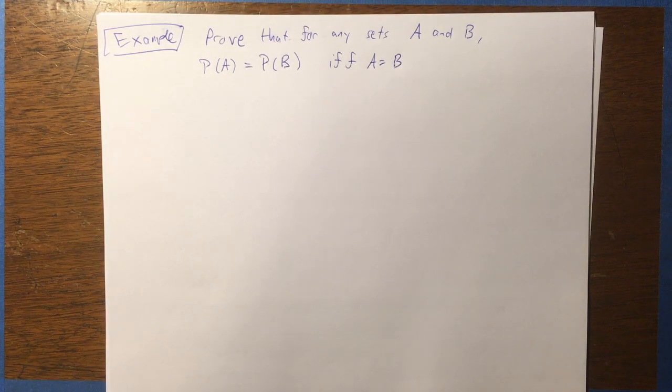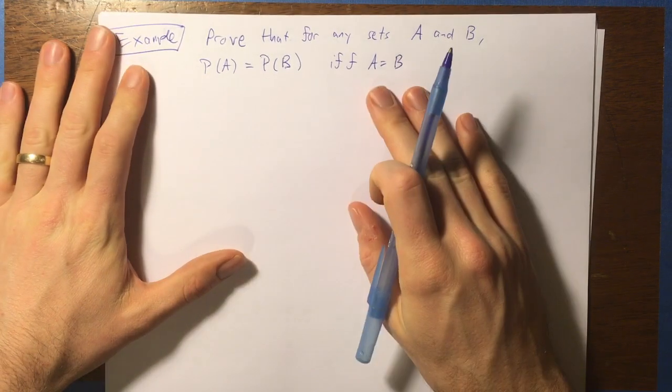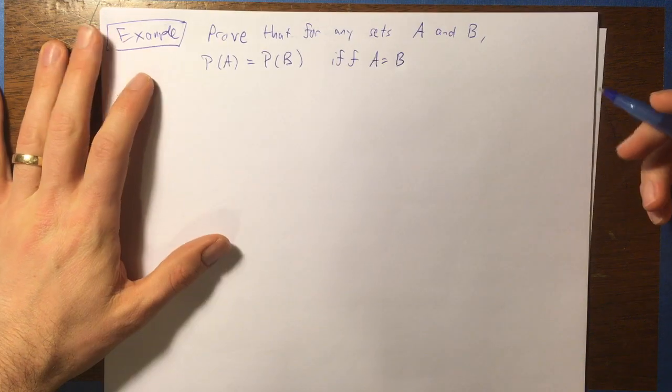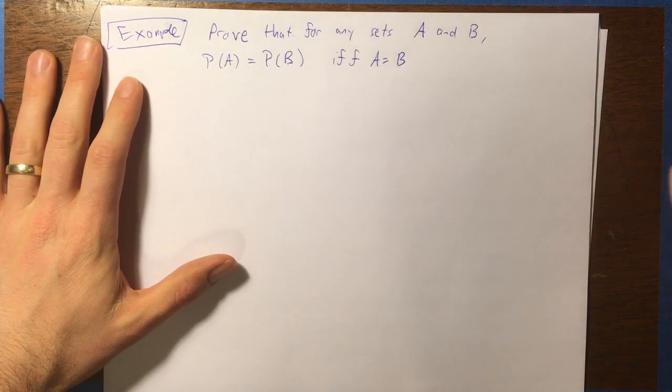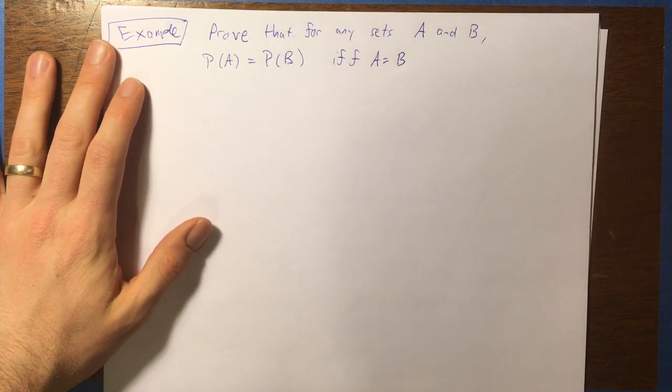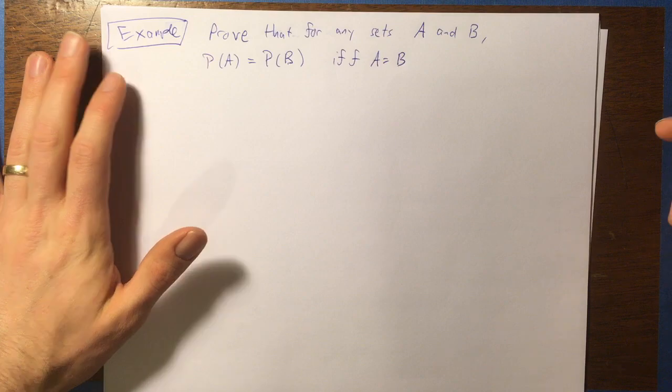Okay, I want to go over an example proof involving sets. This is going to be a proof where we show an if and only if statement, so I'm going to show you how to prove an if and only if. And also, this is going to be a proof in which we show that two sets are equal to each other, so we're going to use the definition of the equality of sets to prove that.